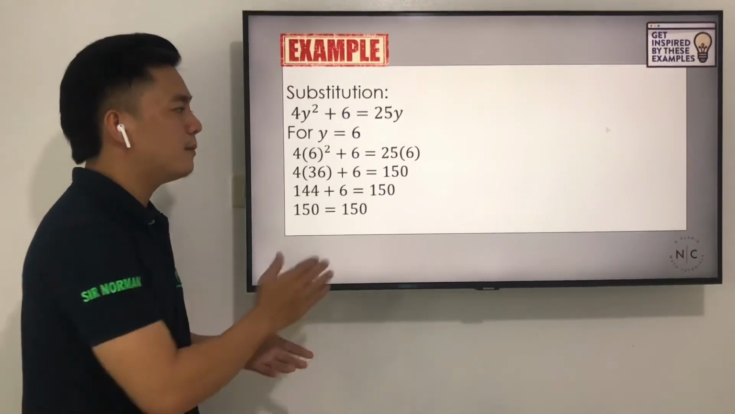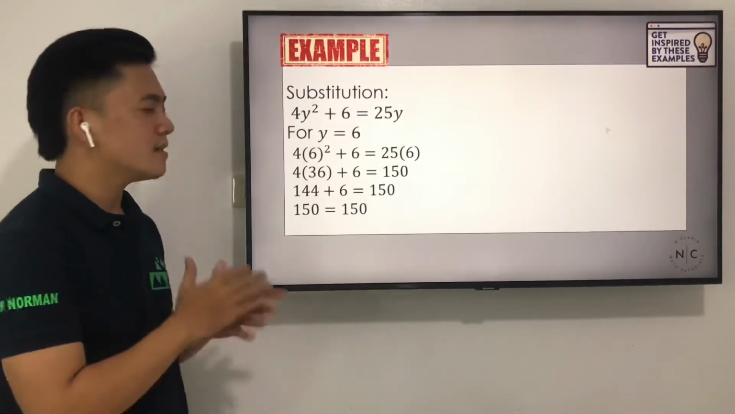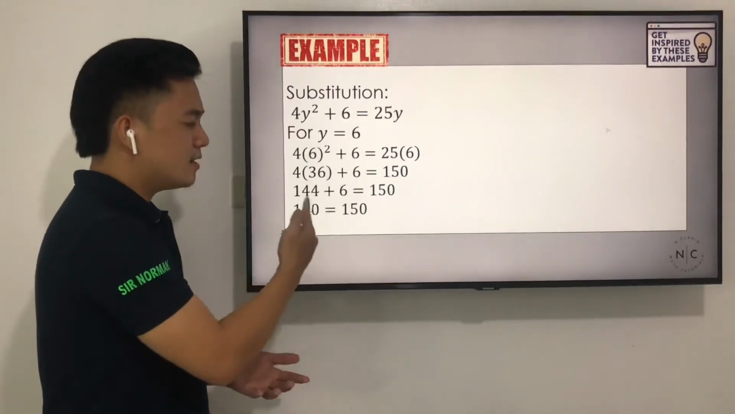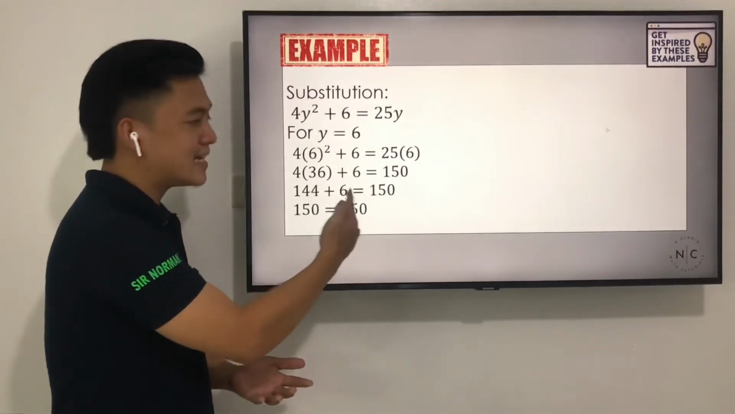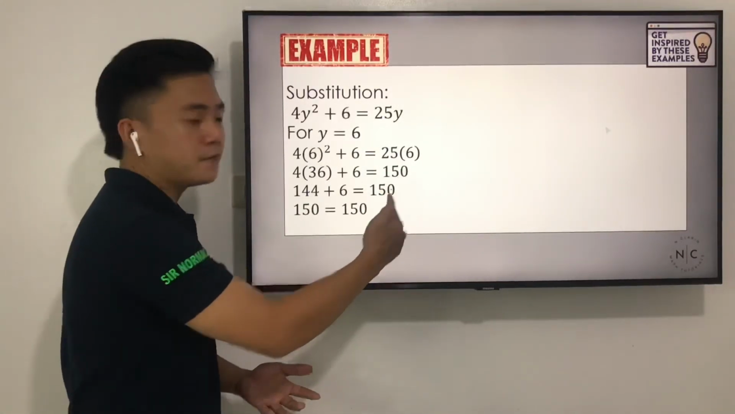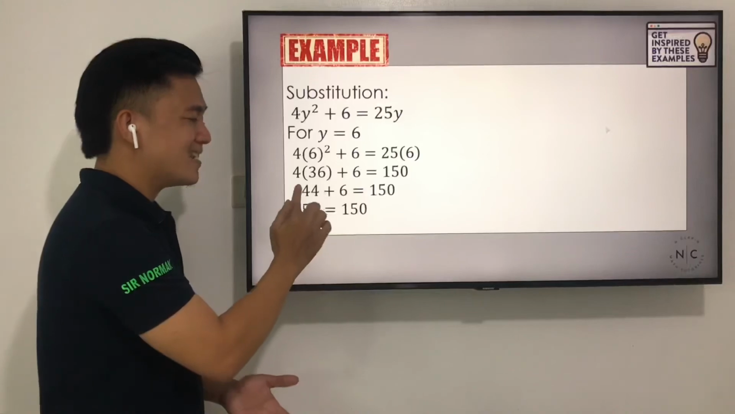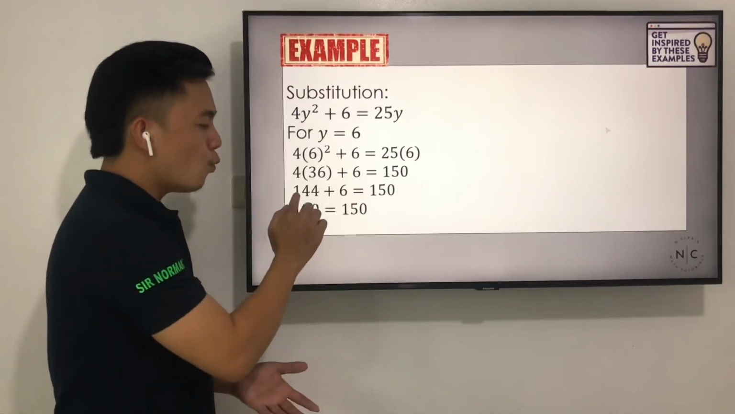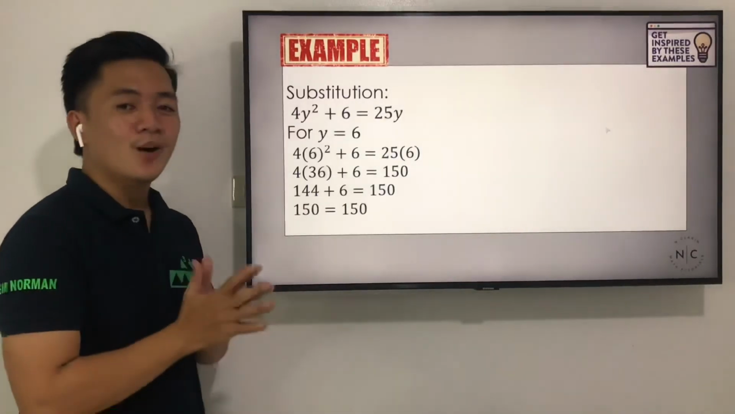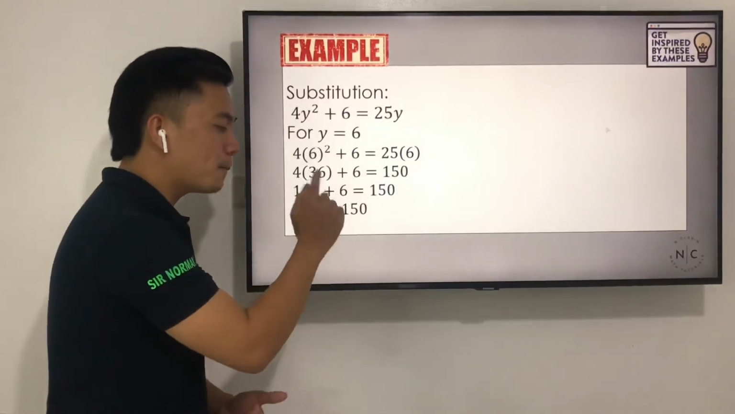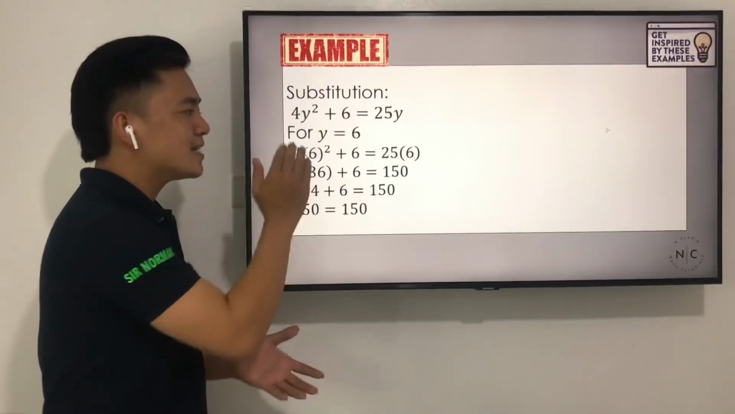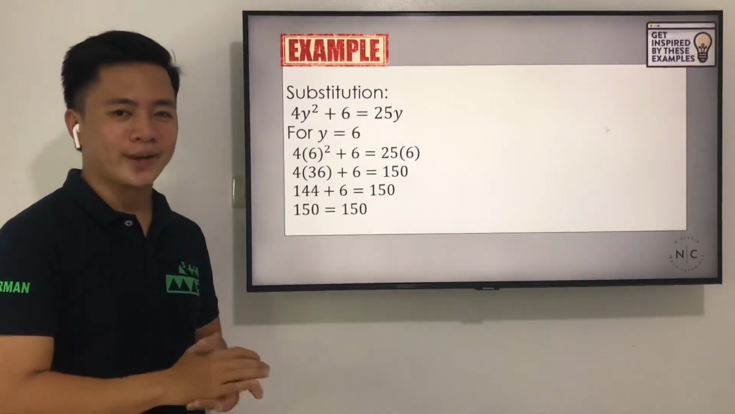Next is yung ating namang y is equal to 6. Same process, papalitan natin yung ating y, gagawin natin 6. So, ang nangyari is 6 squared is 36, 25 times 6 is 150, 4 times 36 is 144, plus 6 is equal to bring down 150. 144 plus 6 is equal to 150. So, 144 plus 6 is 150 is equal to 150, which means yung answer natin na 6 is also correct.